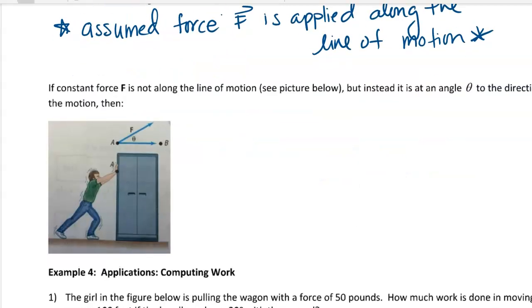Yeah, so like, hey, look at this guy. He's trying to move his cabinet. I don't think that's how you should do it, but can you see that his arm is pushing upward, not parallel? So if he is parallel, then that would be along the line of motion. But he has an angle now, so that's why this bottom one is not. The bottom one is not along the line of motion, so we have a different formula. The work when we have an angle is the dot product of the force with your distance AB. So this is when we have an angle, okay?